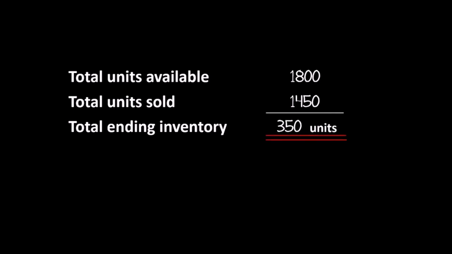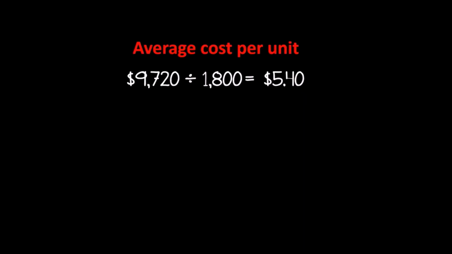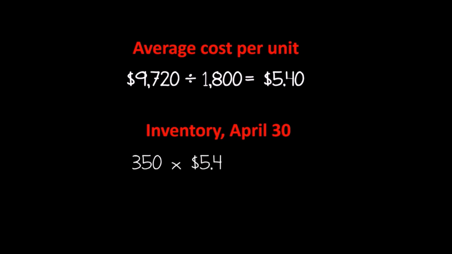Earlier, we calculated the ending inventory. After the sale of 1,450 units, we are left with 350 units in inventory. To calculate the cost of inventory on April 30th, we multiply the ending inventory units by the average cost per unit that we calculated earlier, which is $5.40. This gives us the sum of $1,890.